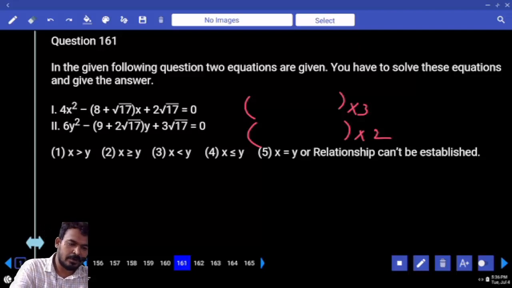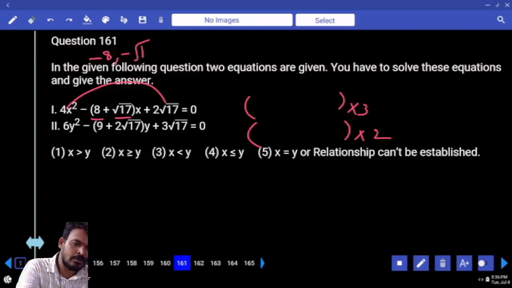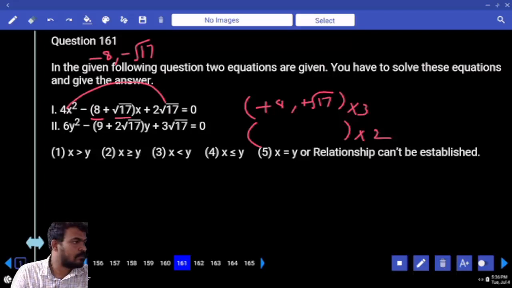What is the first one's product? 4 into 2 root 17, means 4 into 2, 8 root 17. But sum is how much? 8 plus root 17. One will be minus 8, another one minus root 17. Those are initial roots or final roots? Initial roots. What are the final roots? Plus 8, plus root 17.